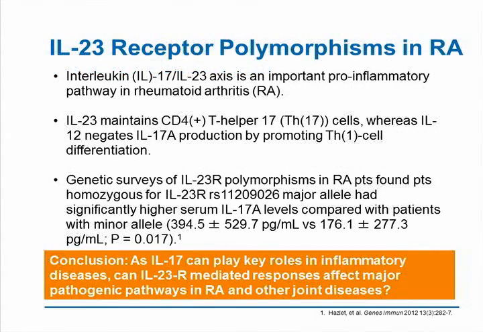Now, some studies on rheumatoid arthritis patients examined the IL-23 receptor genes. So this is actually what mediates responses for IL-23, and this maintains production of these Th17 cells, and it's very important for regulation of IL-17 production.